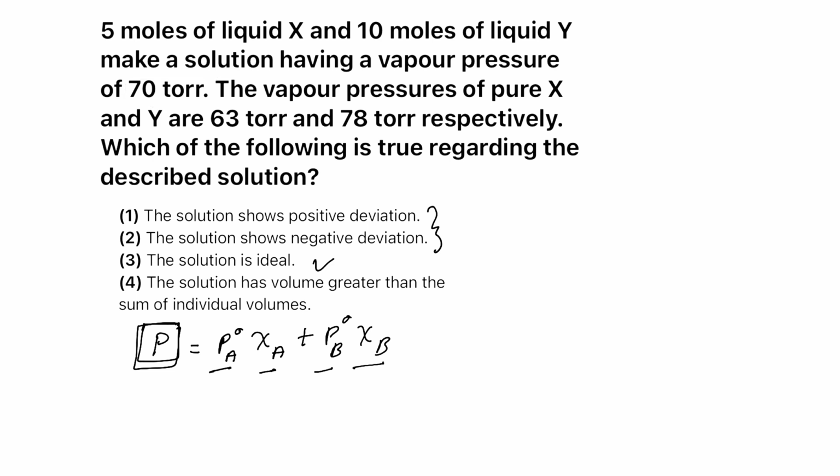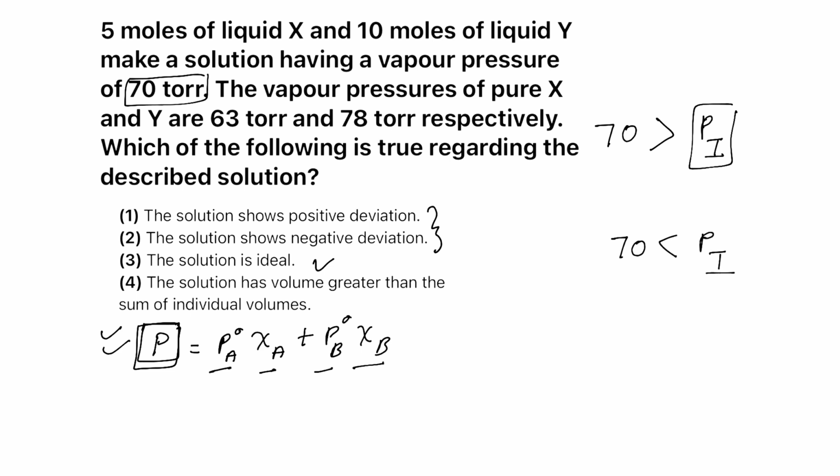Got it? Now, there are two other possibilities, right? Which are they? See, the actual value, that is 70, is greater than the ideal calculated value. Okay, you will get here the ideal vapor pressure, right? Okay, second possibility is what? See, the actual value, that is 70 torr, is lesser than the calculated value.